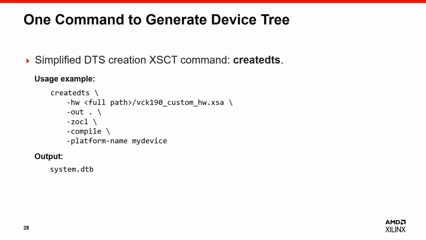Hardware, platform name, and output directory are mandatory inputs. Hardware is the XSA file which contains hardware information of your platform. With the local option enabled, it can automatically generate the local node, which will be used to bind the XRT driver in the Linux system. The compile option is to generate the DTB binary file directly.